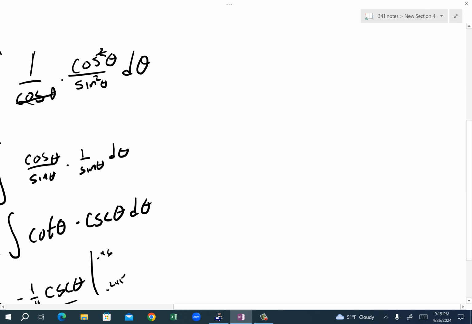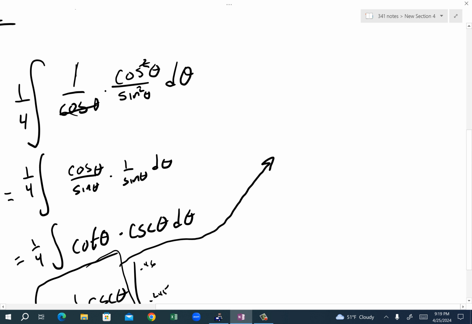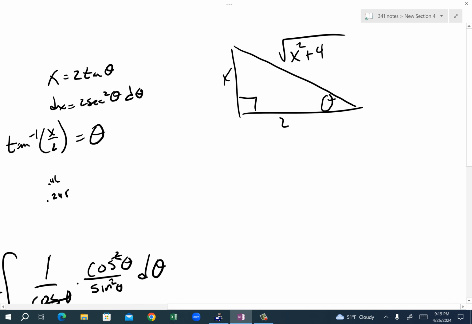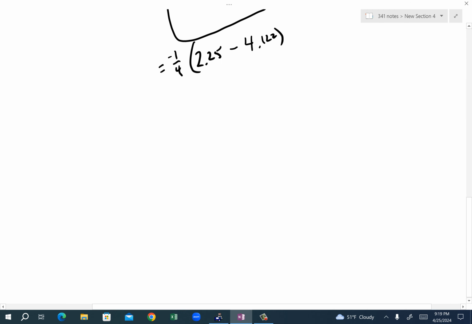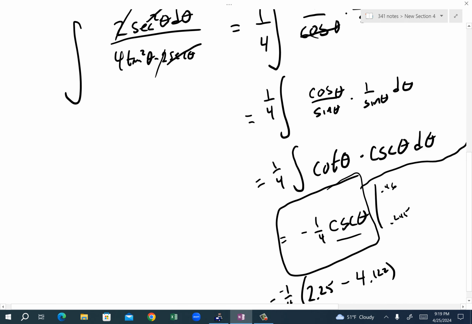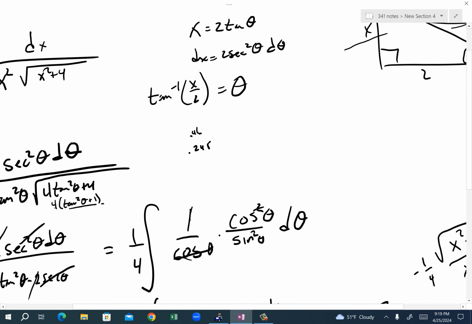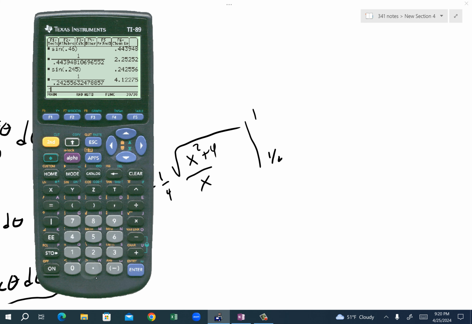If we look at this problem, when he gets to right here, my cosecant is the hypotenuse over the opposite side. So it's the square root of x squared plus 4 over x. And I have negative 1/4 of that. Now you could simply plug in the values in question, 1/2 and 1. If I've done it correctly, I get the same answer, yes? So, negative 0.25.